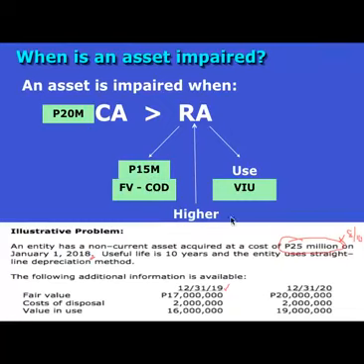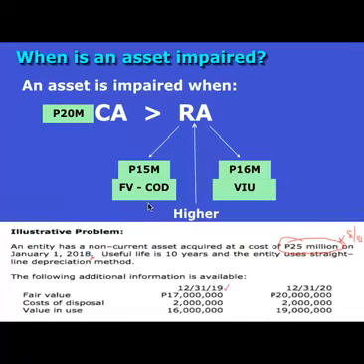The value in use given, okay, that is 16 million. Actually, the computation of that is somewhat mathematical, so you need to get the present value of the cash flows. I did not emphasize the mathematics portion here, maybe in another topic, in another video. So this is the situation as of December 31, 2019.